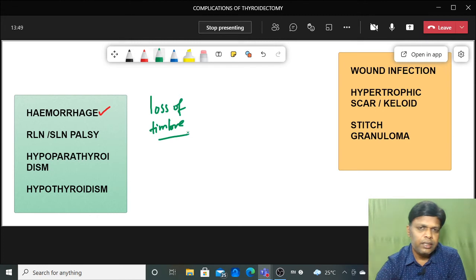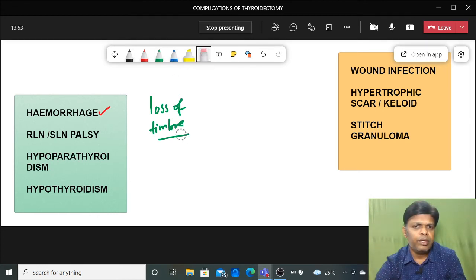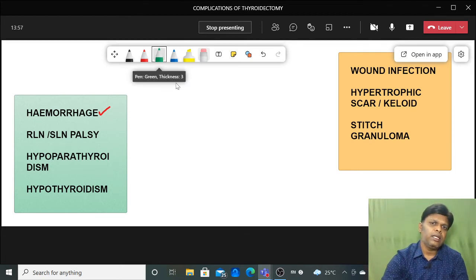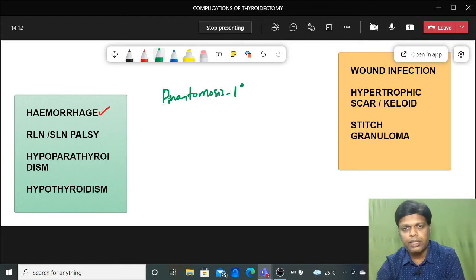If the recurrent laryngeal nerve is injured and you diagnose it intraoperatively, the first thing you can do is a re-anastomosis. That is an end-to-end, primary anastomosis. You can see the cut and anastomose directly.